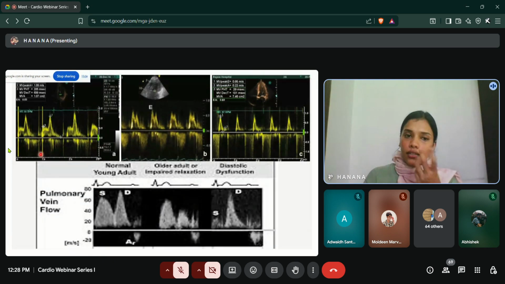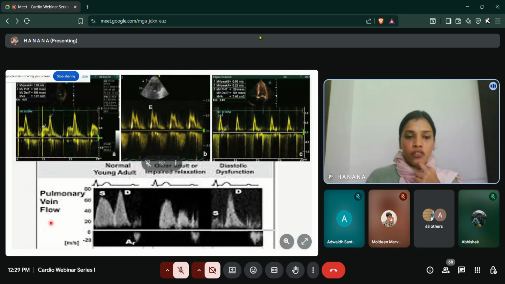And now again the same thing: impaired relaxation, pseudo normalization, and here a restrictive filling. You can see a very high E wave and a very small A wave. Okay, and also a very rapid deceleration. The deceleration time can be measured from here to here.